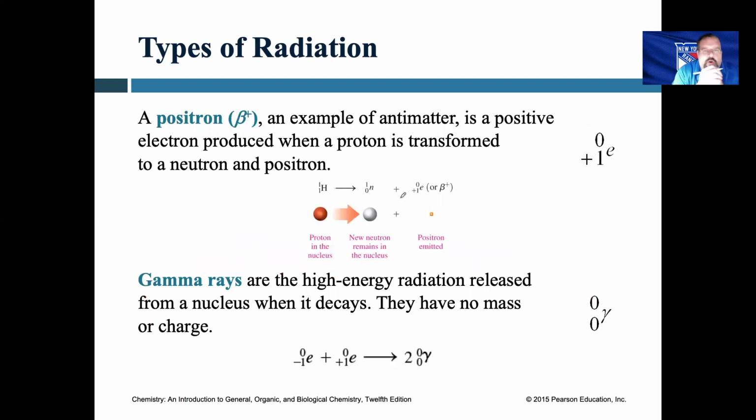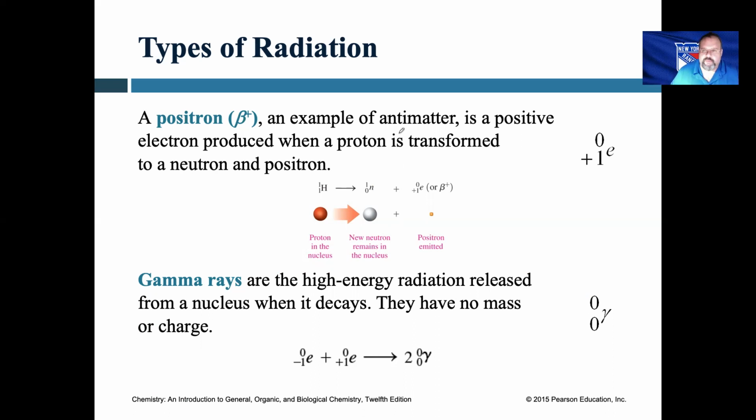Positrons. So positrons are essentially positive electrons when a proton is transformed to a neutron and a positron. So again, what is the change in the nucleus amongst the protons and neutrons that causes positrons to be emitted? Here, your protons are changing into neutrons. And when that occurs, you also get a positron as well. The new neutron stays in the nucleus, and the positron is released from the nucleus of the atom.